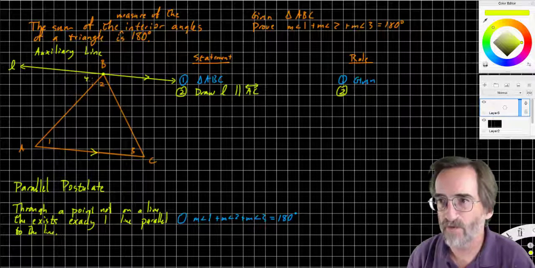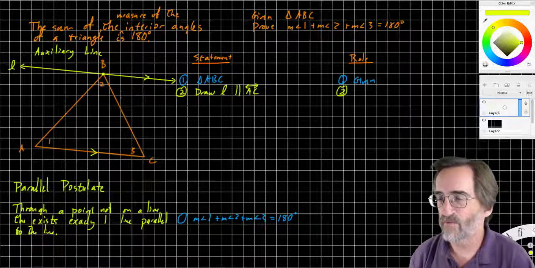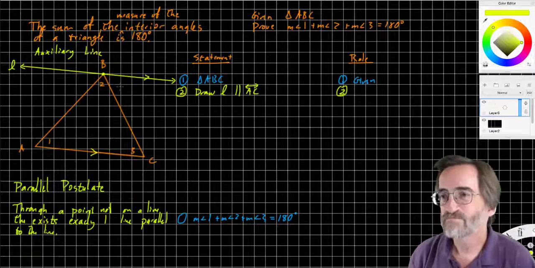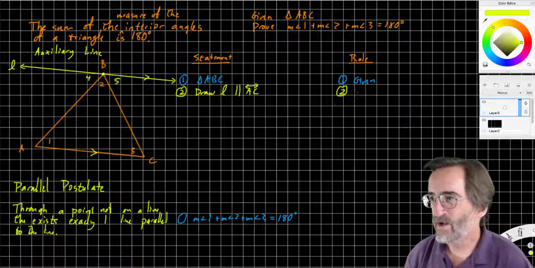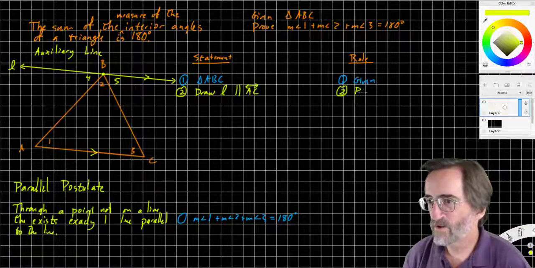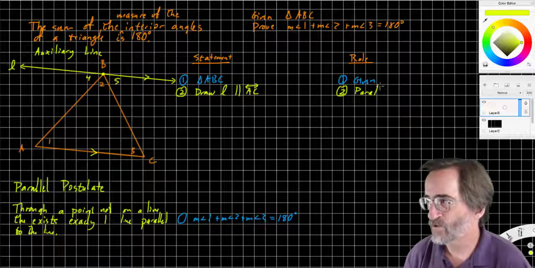I'm going to label that angle 4 and that angle 5. All right, so the parallel postulate is the rule that we're going to cite that gives us permission to draw such a line.